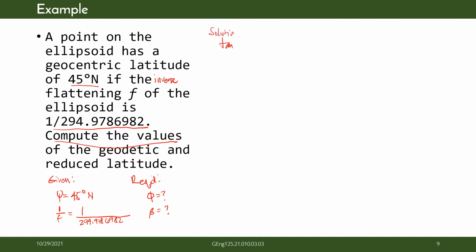So we have your solution. Tangent phi is equal to b over a tangent beta. We are concerned with the beta, so we just simply manipulate the formula. That would become arctan of a over b, then tangent of your geocentric latitude.